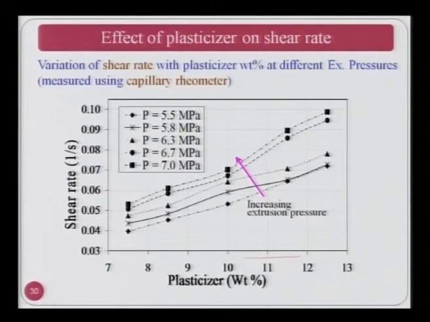So you can see that as plasticizer content increases, shear rate is increasing; it is easy to flow, hence shear rate is increasing. And as pressure is increasing, the nature of the relationship between plasticizer and shear rate remains the same, except that shear rate is higher for higher pressure and lower for lower extrusion pressure. As you can see, this is for 5.5 megapascal, and the top curve is for 7 megapascal.